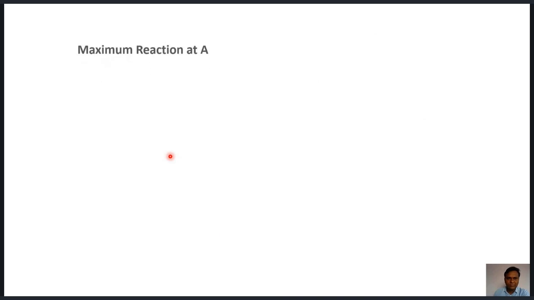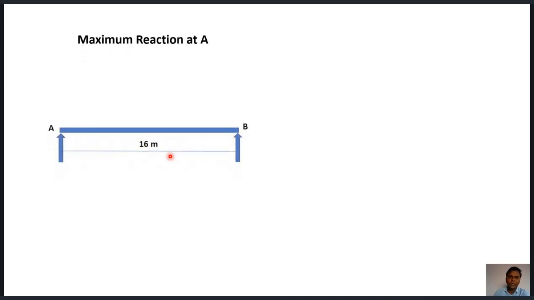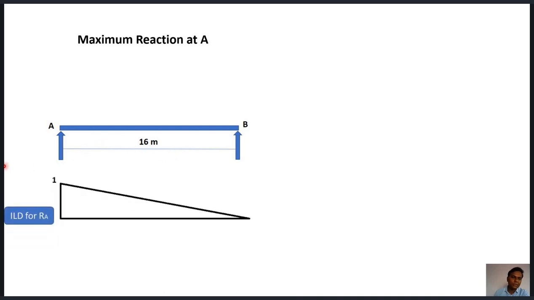Now let us discuss first maximum reaction at A. Again, to find out maximum reaction at A, we need to consider the simply supported beam, and afterwards we need to draw first the influence line diagram for reaction at A. As we know, this is the influence line diagram for reaction at A, which varies from 1 to 0. Now here we have to place this given pair of loads, that is 80 kilonewton and 200 kilonewton, to get the maximum reaction at A.